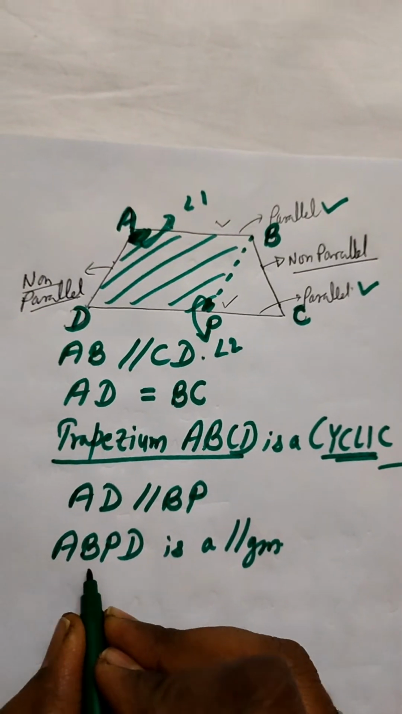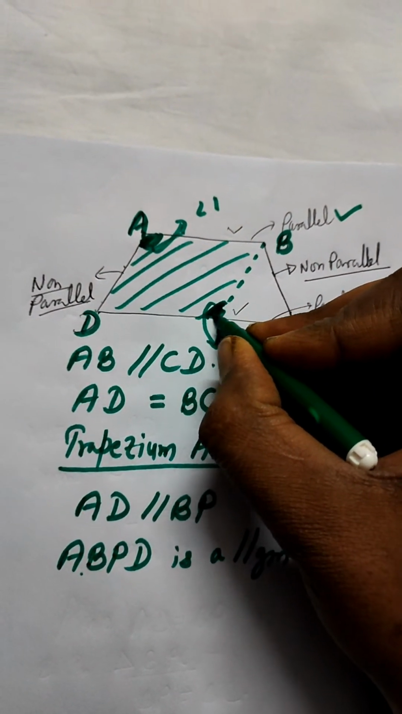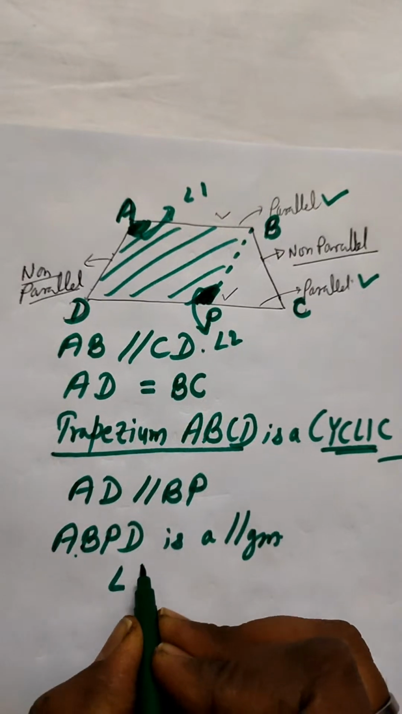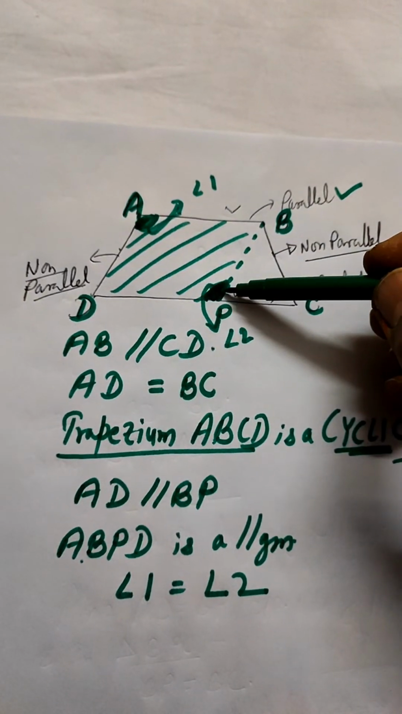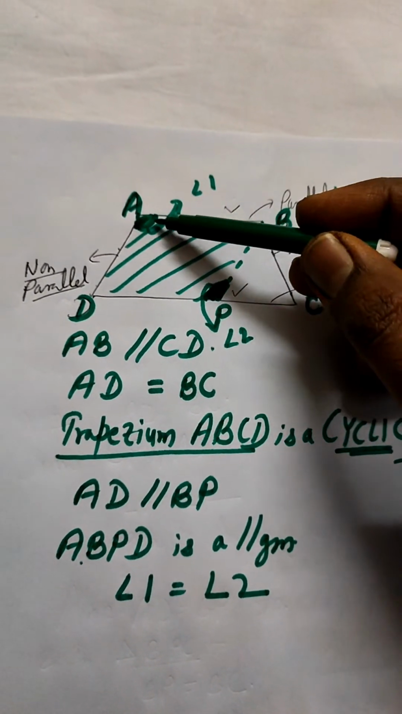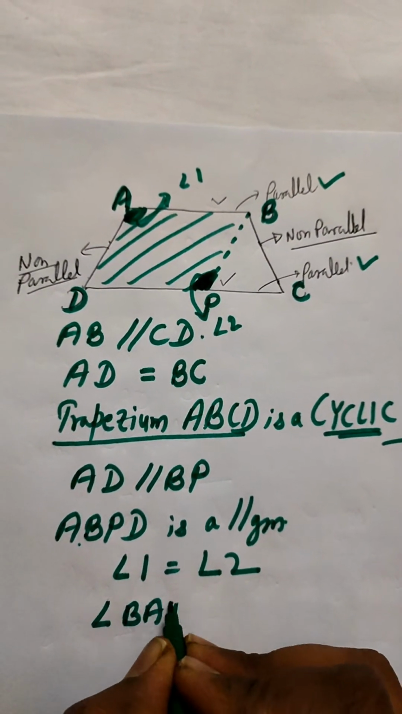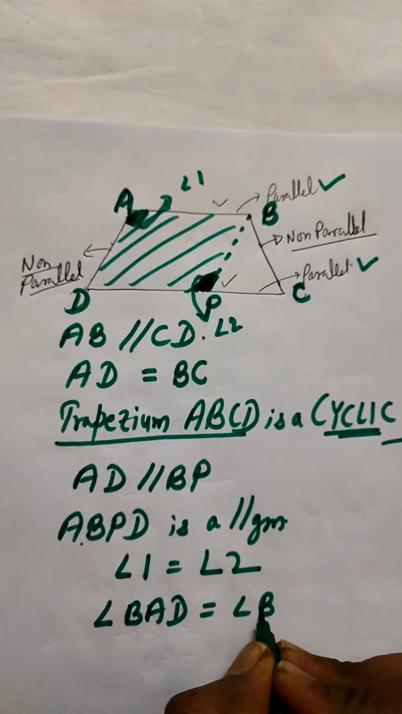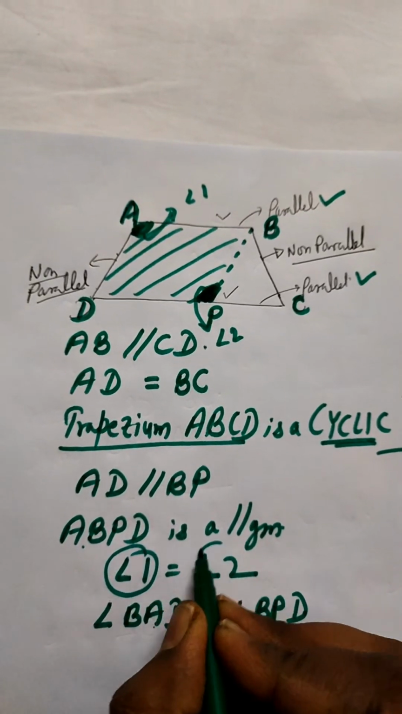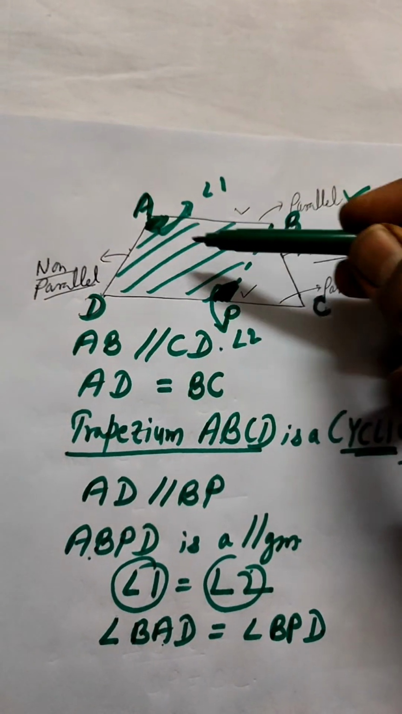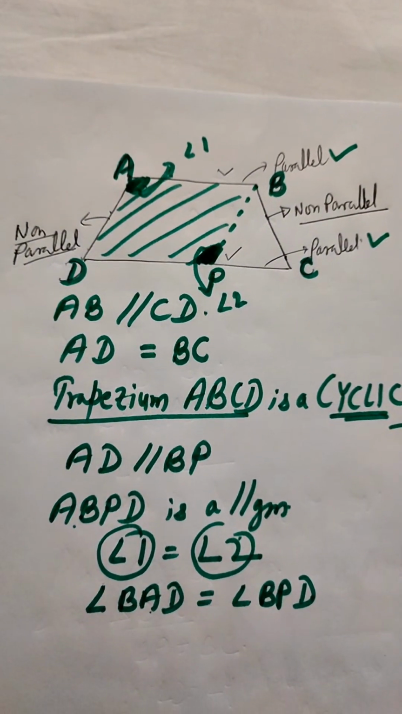So we can say that if ABPD is a parallelogram, then angle 1 is equal to angle 2. What it reflects? That means angle BAD is equal to angle BPD. So I am just naming these as 1 and 2. These are equal, being a parallelogram. ABPD is a parallelogram, right?